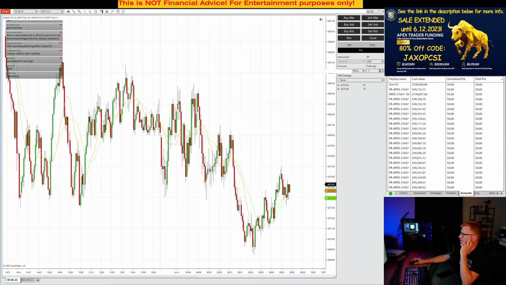What do I want to do? Right now, Apex responded to my help ticket saying I need to close down NinjaTrader and then try logging in again, and that should resolve the issue. But here's my dilemma.